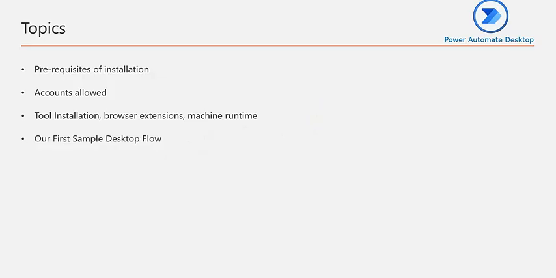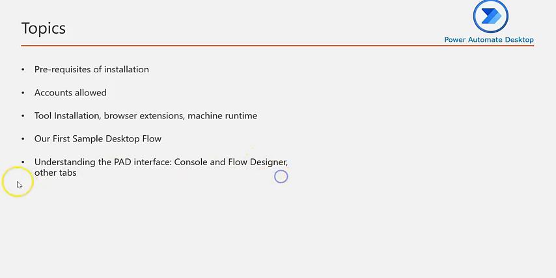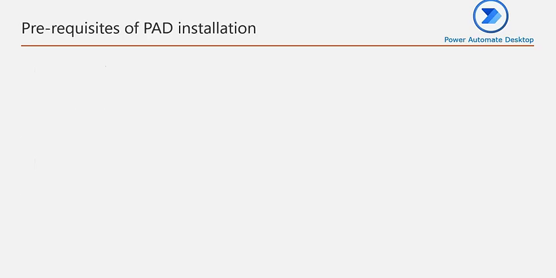We'll be building a small sample desktop flow, which is intentionally going to be simple in nature, just to get an idea of the tool, the editor, a glimpse of it. Then we will be going through the entire PAD interface, the main console, the flow designer, and the different tabs, and the concept of environments and tenants, which is going to be required by you during your automation journey when you build PAD bots. So, prerequisites of PAD installation. The first prerequisite is a compatible Windows operating system.